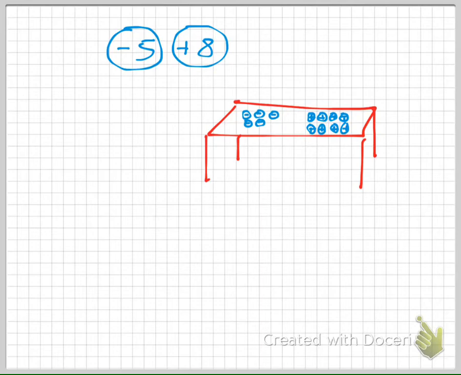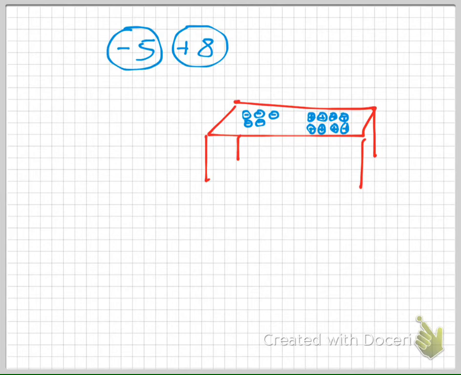What is negative 4 plus 4? 0. What is negative 10 plus 10? 0. Right? So here's the thing. Every time you have one positive, what is negative 1 plus 1? 0. Right? What we do is this.